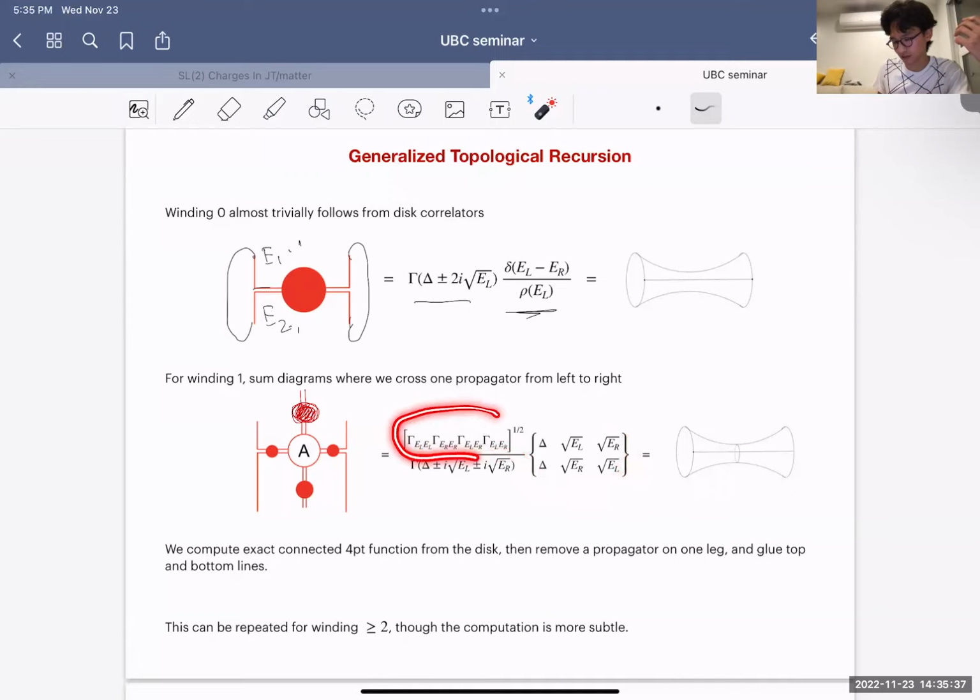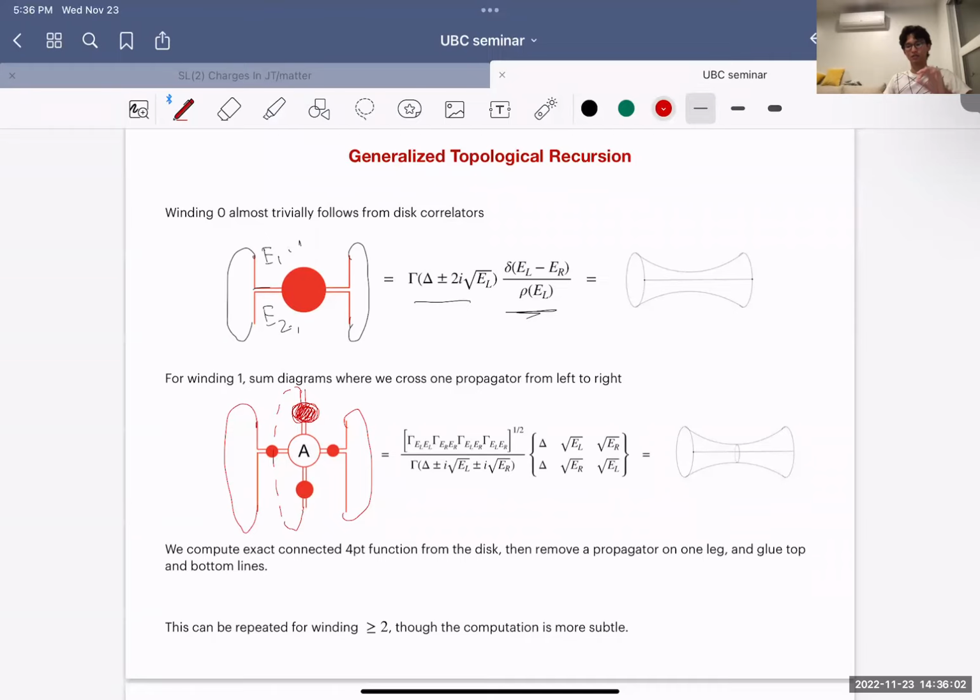So this is the disk answer. But now what I want to do is get a cylinder from this. To get the cylinder, again, I need to identify the top and the bottom. And I also need to glue this propagator to itself on the other side, so that it connects on the other side and it's like a cylinder.